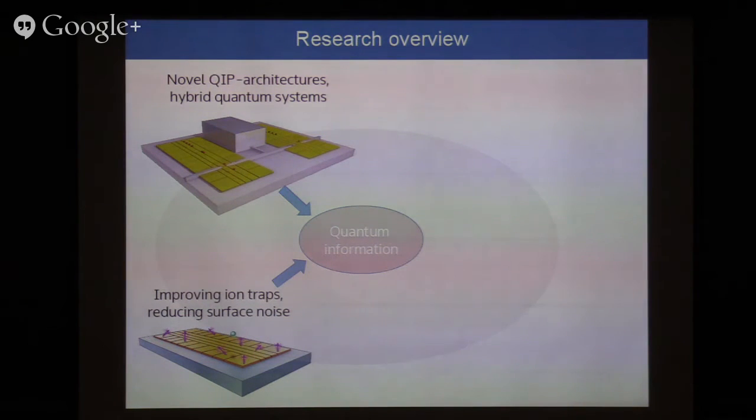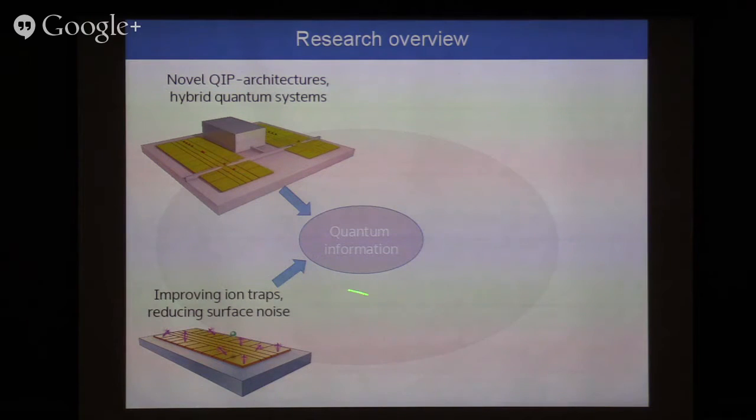Okay, with this introduction, I now want to get a little bit more specific and talk about what we are doing here. So our group is interested in making quantum information processing a reality. For this, we develop novel quantum information processing architectures. In particular, we are interested in hybrid quantum systems, meaning that we want to use atomic or solid state approaches and marry them with our very good quantum memory capabilities of the ions.